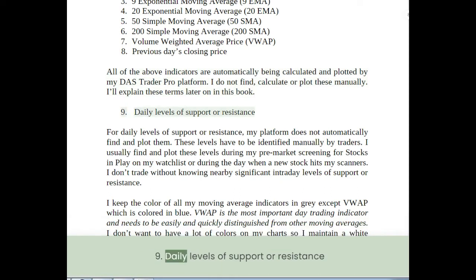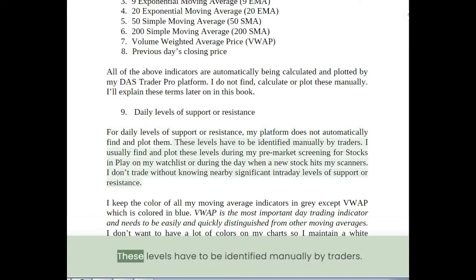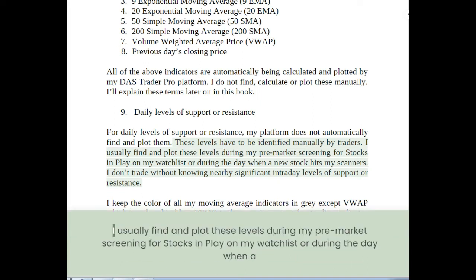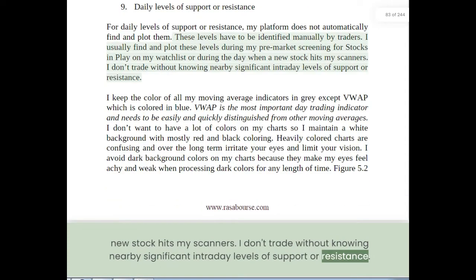9. Daily levels of support or resistance. For daily levels of support or resistance, my platform does not automatically find and plot them. These levels have to be identified manually by traders. I usually find and plot these levels during my pre-market screening for stocks in play on my watch list, or during the day when a new stock hits my scanners. I don't trade without knowing nearby significant intraday levels of support or resistance.